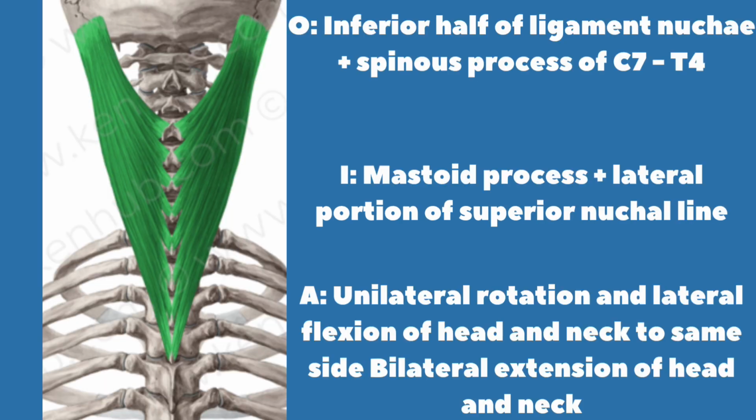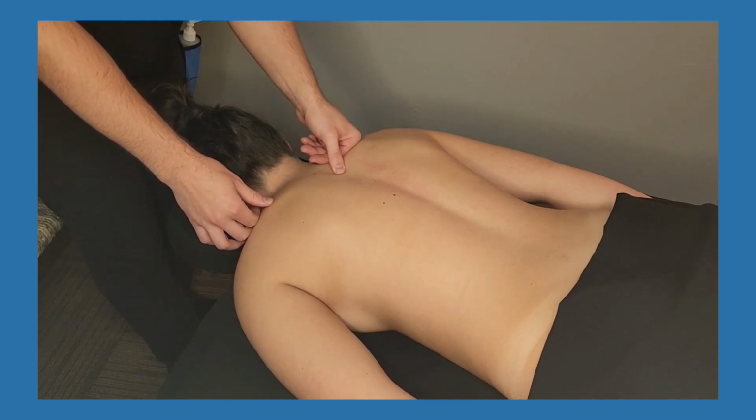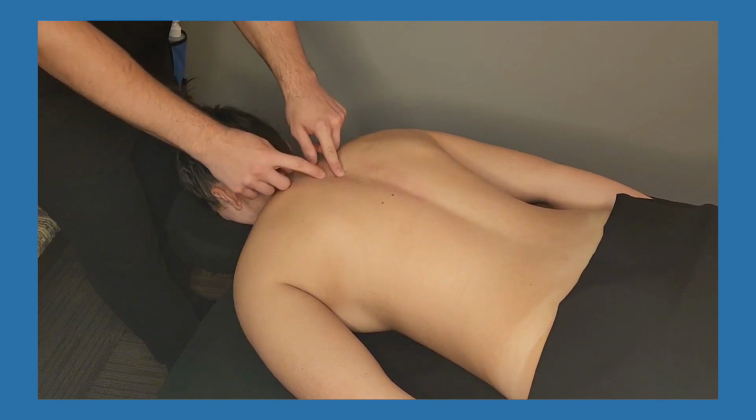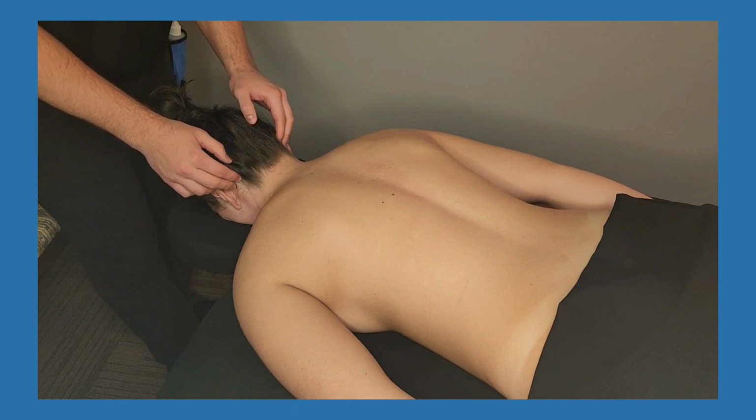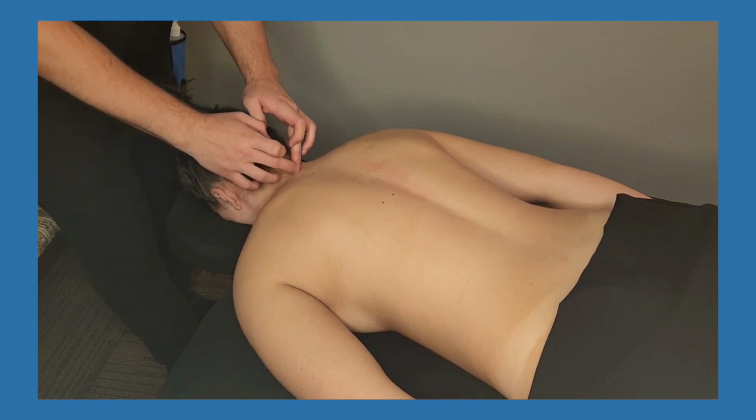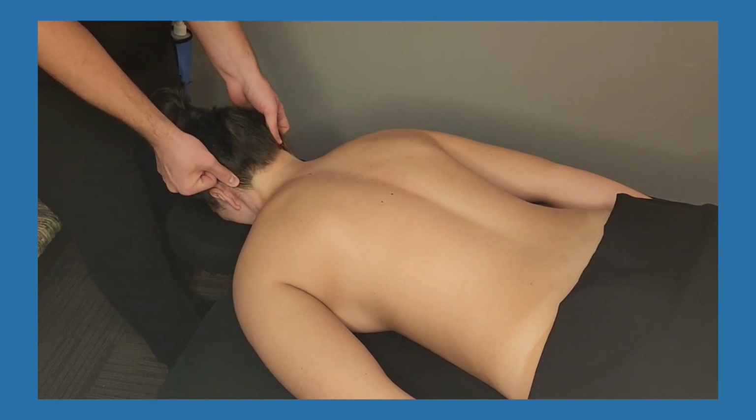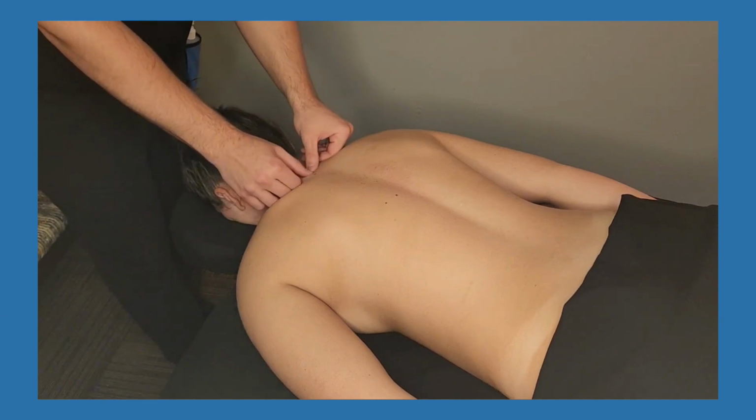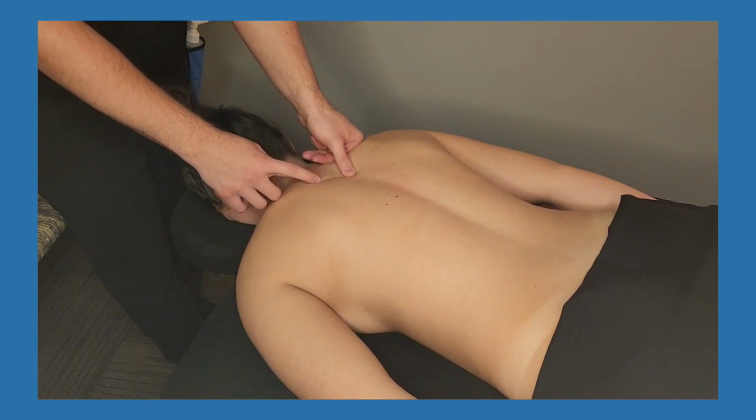Splenius capitis will originate from the inferior half of the ligament nuchae and spinous process of C7 through T4 and will insert at the mastoid process and lateral portion of the superior nuchal line. Splenius cervicis, also called splenius coli, will originate this spinous process of T12 through T6 and will insert at the transverse process of C1 through C3.